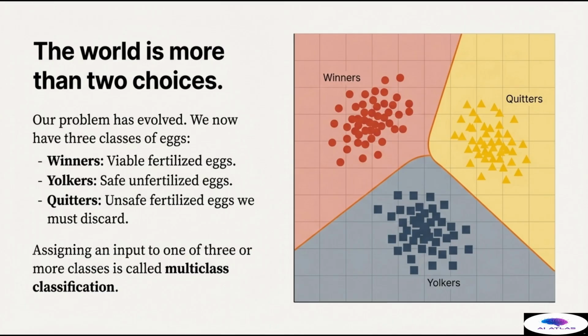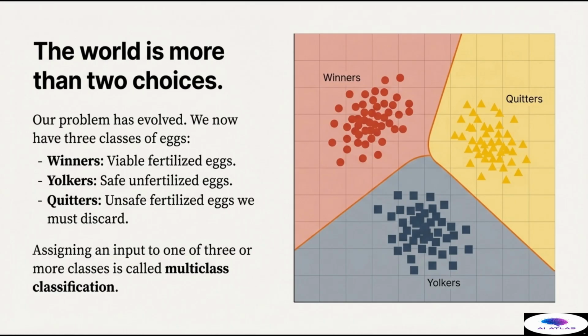But the world is often more complex than two choices, and our classification problems must evolve to match that complexity. Imagine our egg sorting problem has evolved. We no longer just care if an egg is fertilized or not. We need to sort it into three distinct qualities. We now have three classes of eggs: winners, which are viable fertilized eggs; yolkers, which are safe unfertilized eggs; and quitters, which are unsafe fertilized eggs that must be discarded immediately. As you can see in the diagram, the data points now form three separate clusters, each requiring its own designated region. Assigning an input sample to one of three or more possible classes is called multiclass classification.